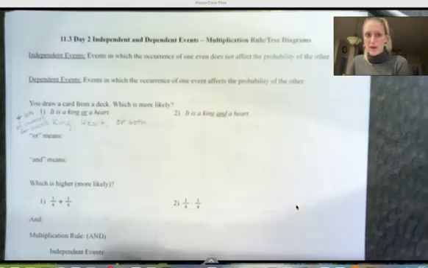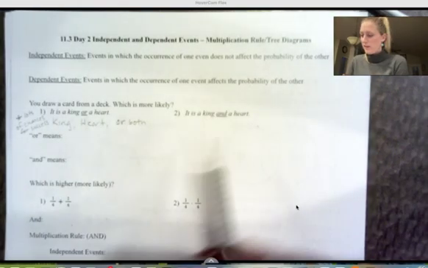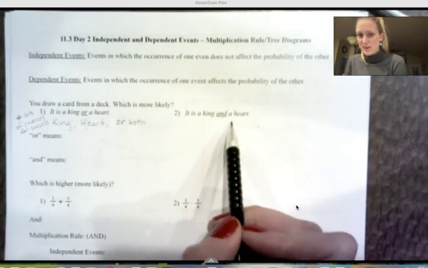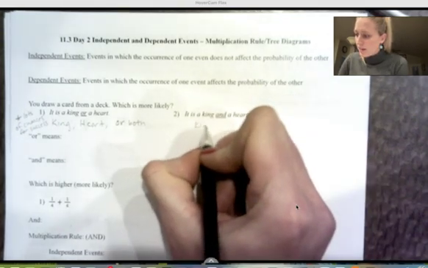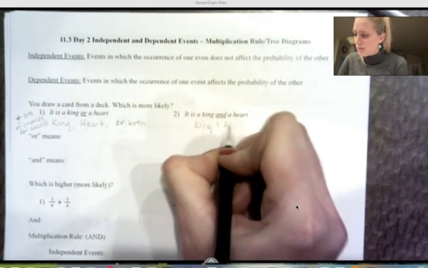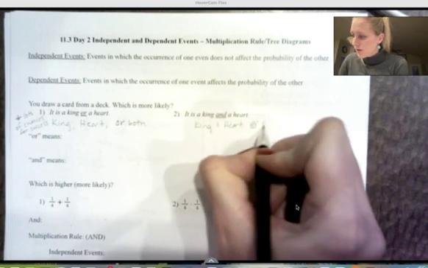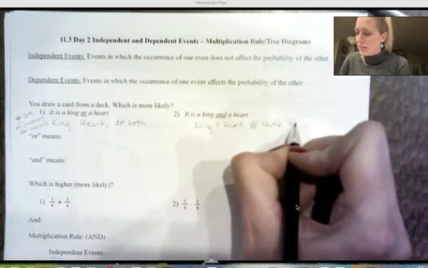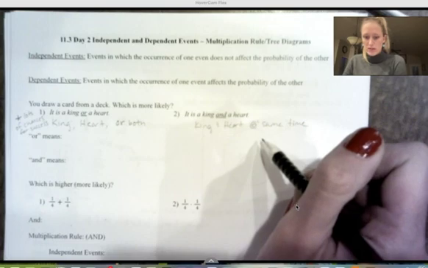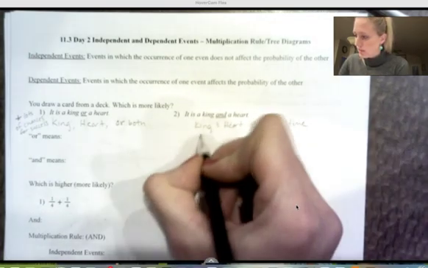Okay, so because of that, this one is much more likely. If I want it as a king and a heart, that means it's a king and a heart at the same time. So my only option is the king of hearts. So this one is much harder to succeed, okay?